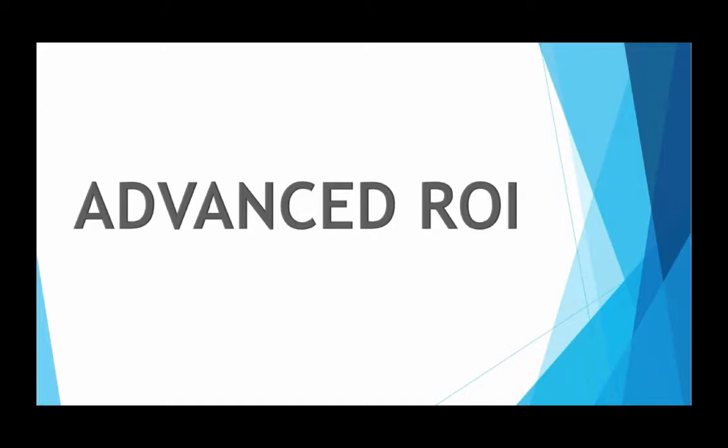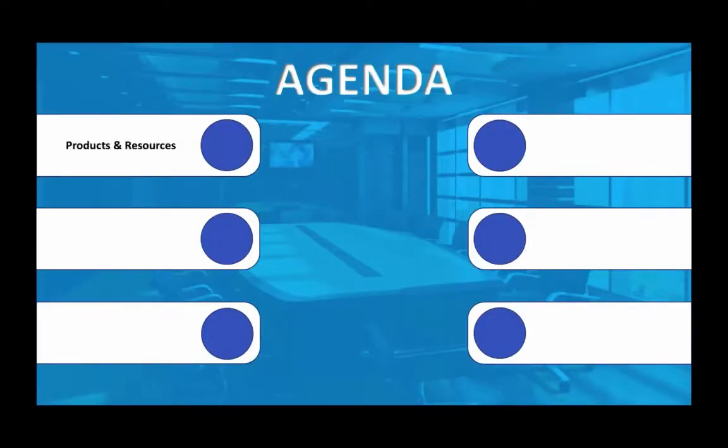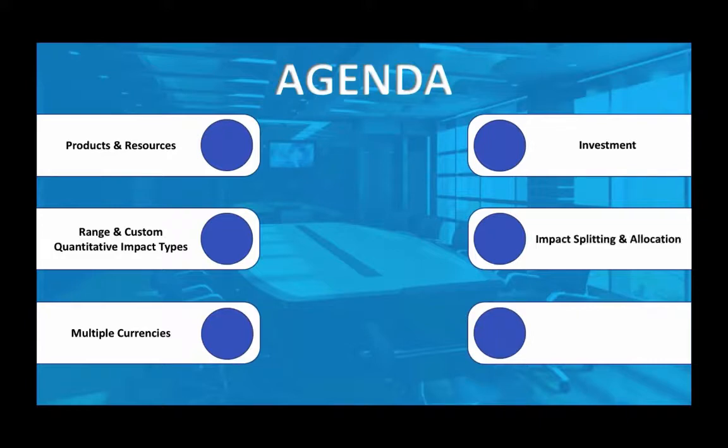So let's take a look at what we have on the agenda for today. We're going to start off with the products and resources section of Advanced ROI. From there, we're going to get into what's called range and custom quantitative impact types. We'll take a look at multiple currencies in KaiNexus with Advanced ROI. Then we're going to get into some of the more recent Advanced ROI features that we've seen rolled out in the last few months. So we'll talk all about investment in KaiNexus. We will talk about impact splitting and allocation. And then we will conclude with ROI projections.